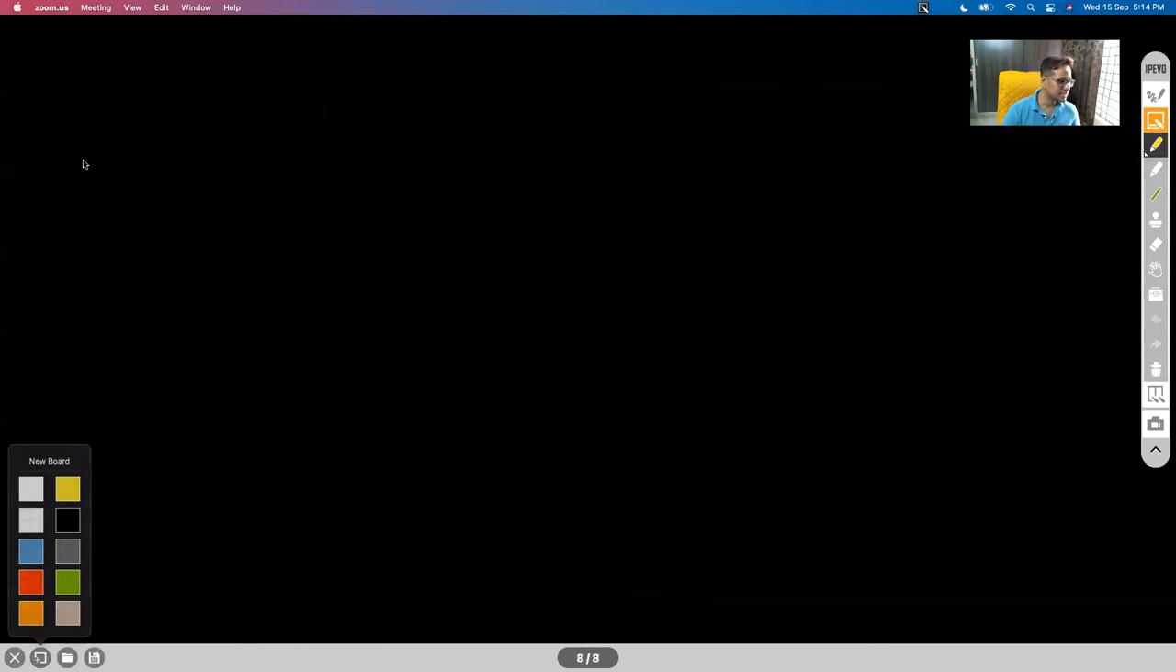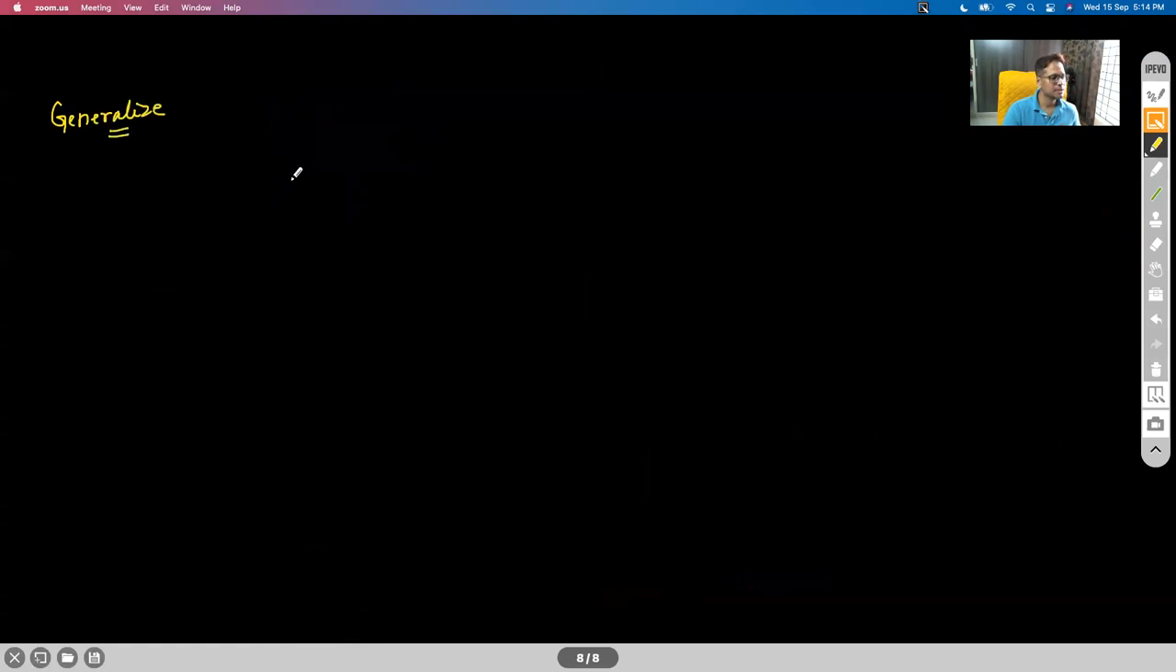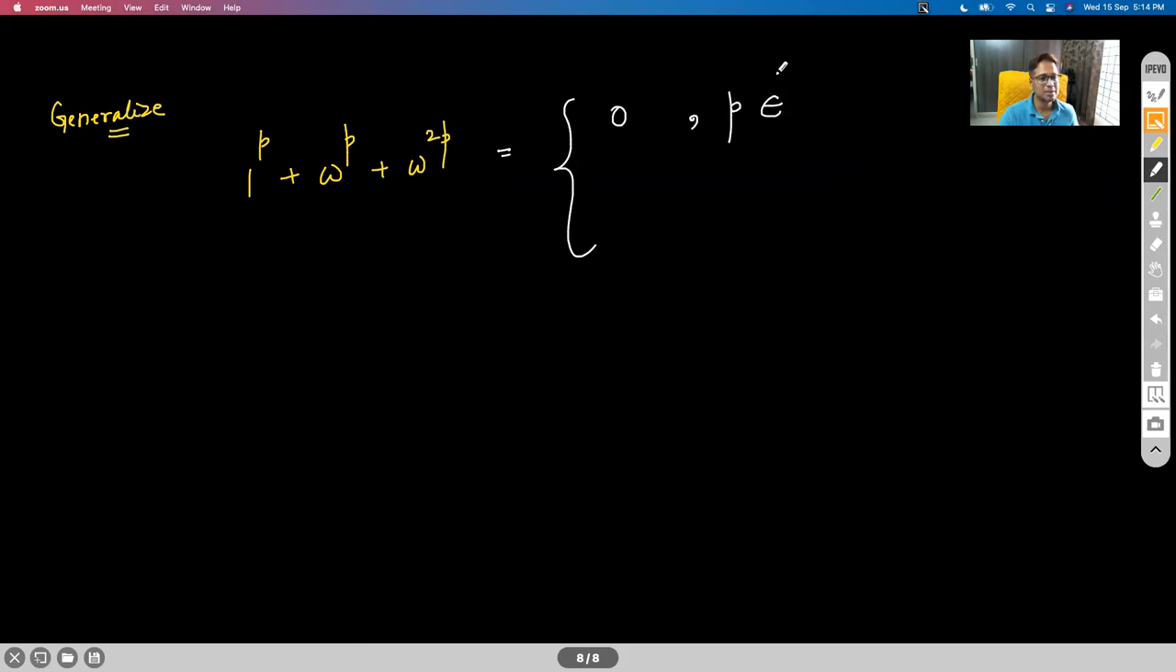So I will generalize this. 1 to the power p, omega to the power p, and omega square to the power p, or you can say omega to the power 2p. Okay. This will always give you a 0 if p is not a multiple of 3, whereas this will give you a 3 if p is a multiple of 3.